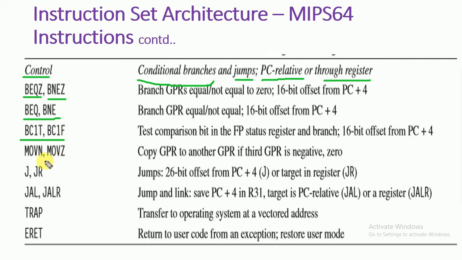Then this one is for copying a general purpose register to another general purpose register if the third GPR is negative or 0. Then similarly direct jump, then jump to register, where the target is a register. Then similarly jump and link. So all these are different. Then trap is for communicating with the operating system. Then there is the instruction for returning from the OS to the user code.